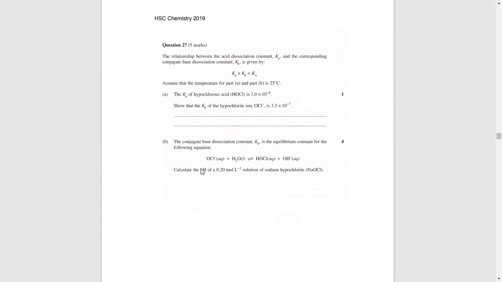Calculating pH from values is something that people struggle with, but it really does relate to your equilibrium constants and so forth. So the relationship between the acid dissociation constant Ka and the constant Kb, we've already done this in an earlier question. So show that Kb of the hypochlorite ion, OCl minus.